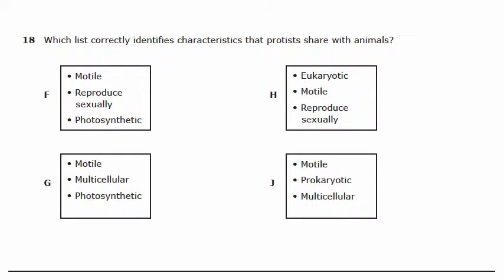Number 18. Which list correctly identifies characteristics that protists share with animals? F. Motile, reproduce sexually, photosynthetic. G. Motile, multicellular, photosynthetic. H. Eukaryotic, motile, reproduce sexually. J. Motile, prokaryotic, multicellular.